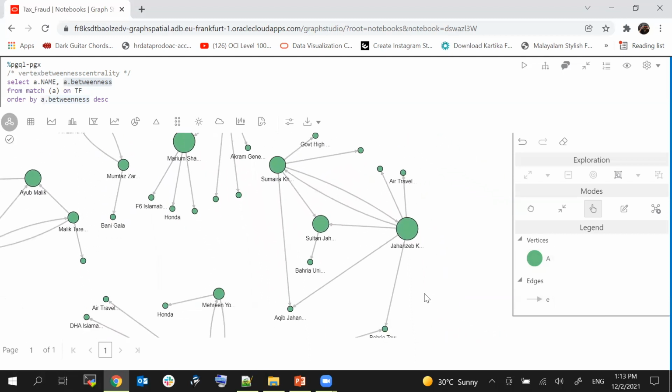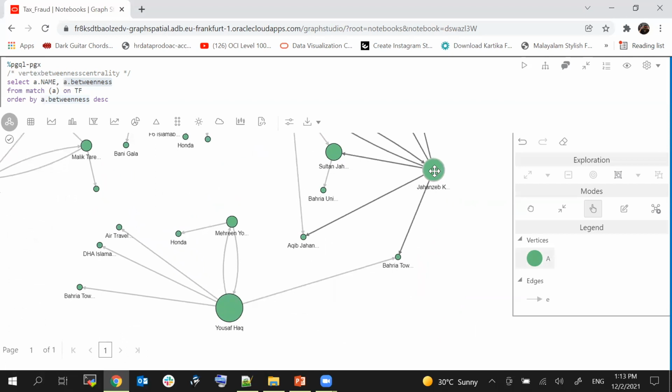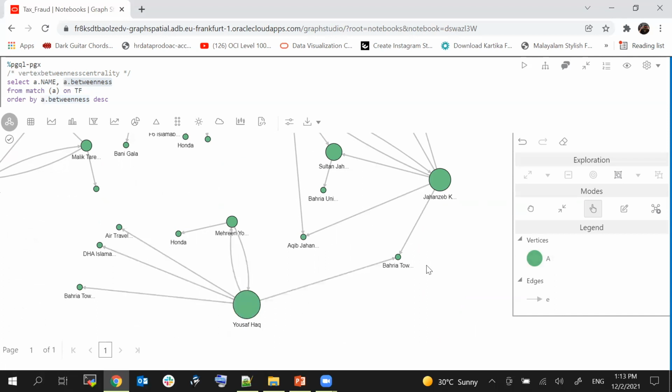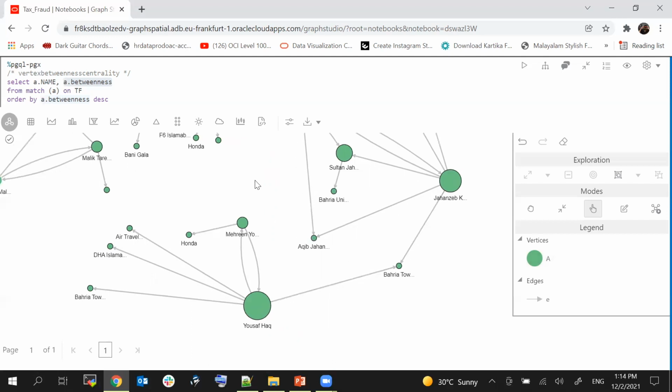let's try to go here. Here we have one person by the name Jahan Seb, and another person, Yusuf Haq, and they are connected using the Bahariya tower. This tower could act as an influencer, as an asset, which could have a better betweenness because it connects the other individuals as well. That could attract an individual to commit a crime which is fraudulent in nature, and the interesting outputs can then be visualized and sent to the investigative agencies as well.